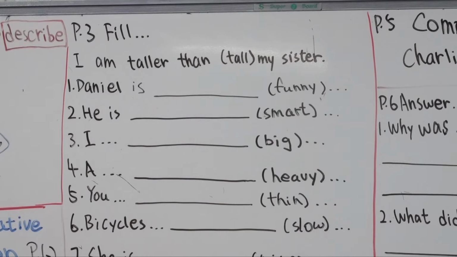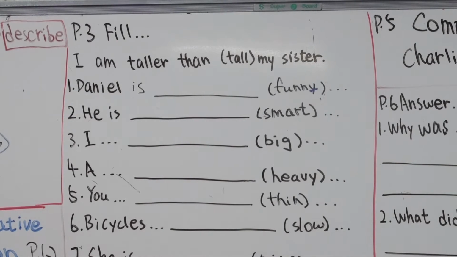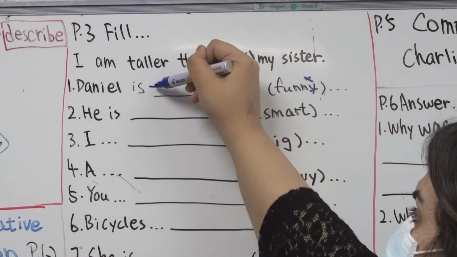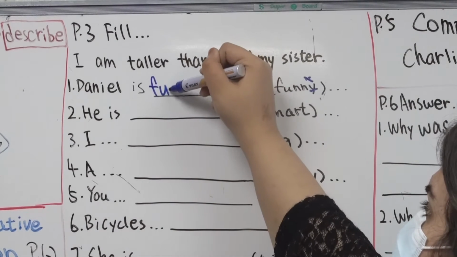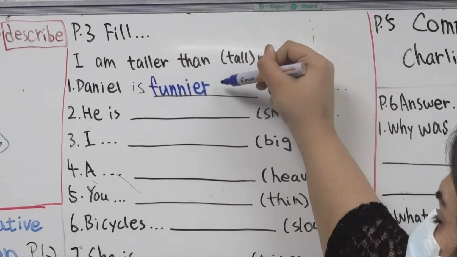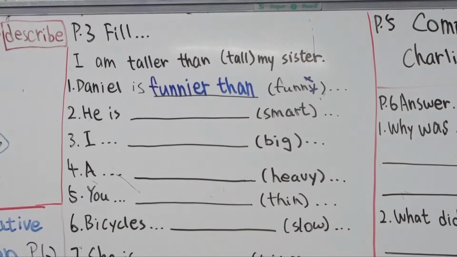comparative, of course, but how do we change? It ends with the letter Y, right? 2 syllables, adjective ends with Y. What do we have to do? We have to cross out the Y and add something, right? So what do we add? We have to add I-E-R, and then very important, you have to add "than". Alright? So the full sentence is, Daniel is funnier than me.